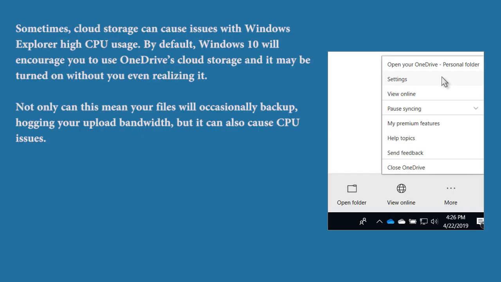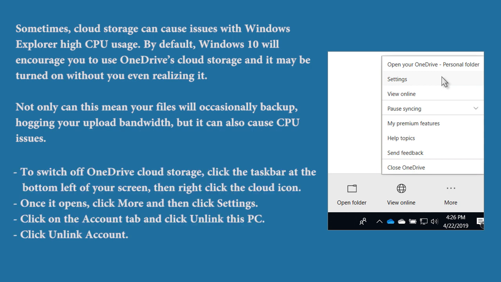Switch off OneDrive Cloud Storage. Sometimes, cloud storage can cause issues with Windows Explorer high CPU usage. By default, Windows 10 will encourage you to use OneDrive's cloud storage, and it may be turned on without you even realizing it. Not only can this mean your files will occasionally back up, hogging your upload bandwidth, but it can also cause CPU issues.